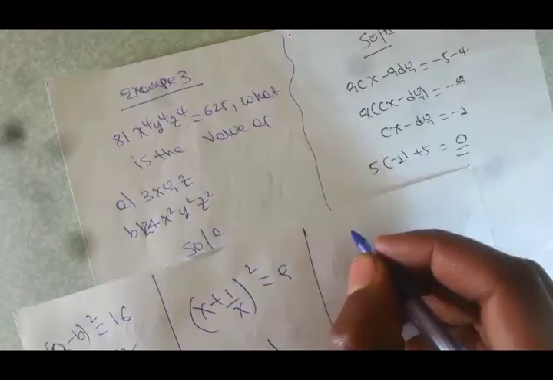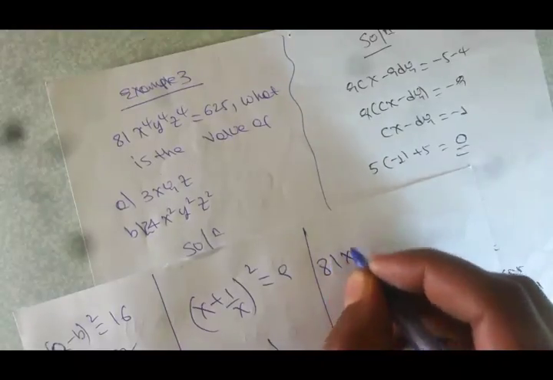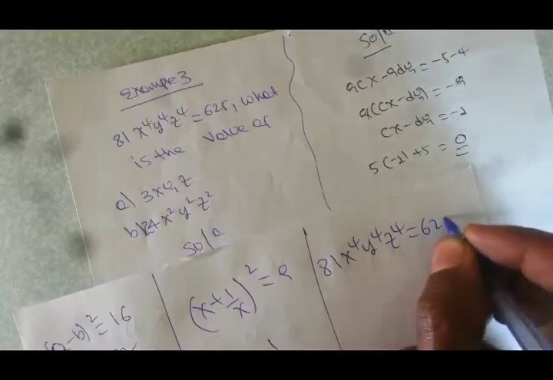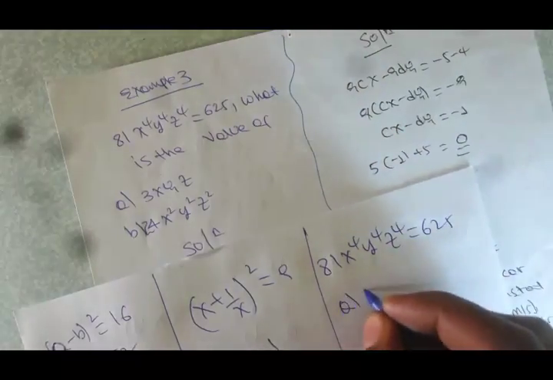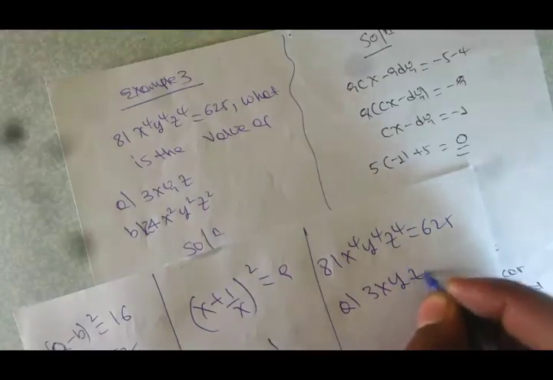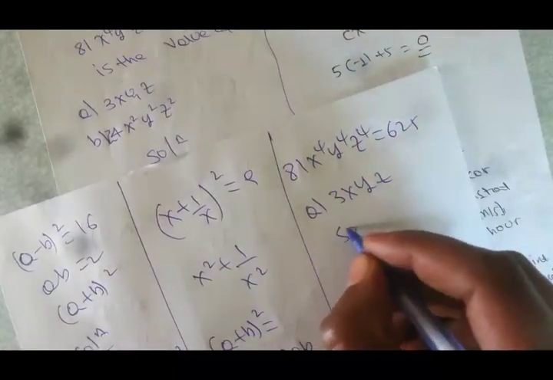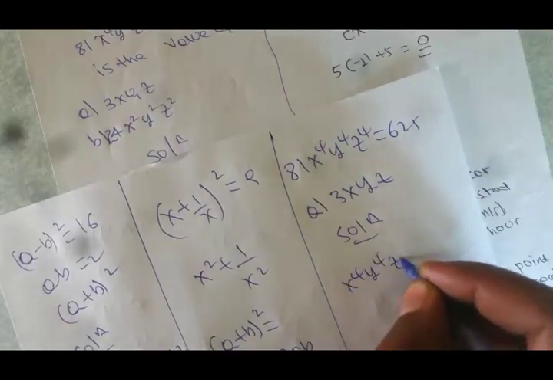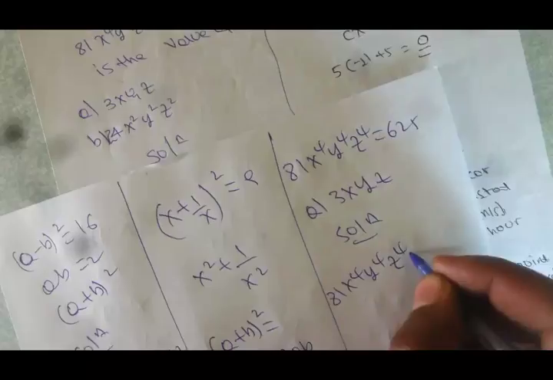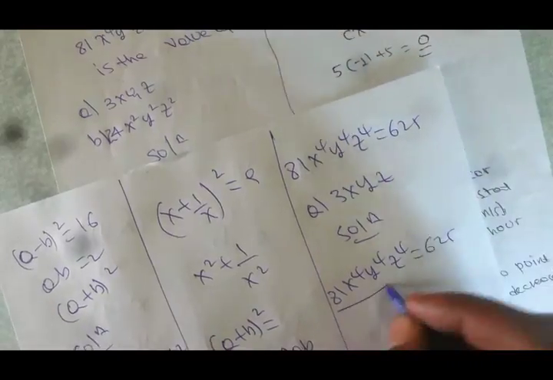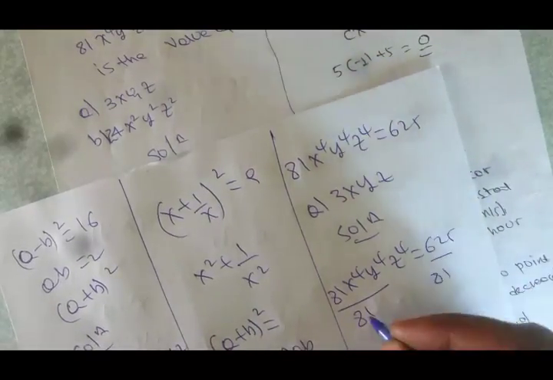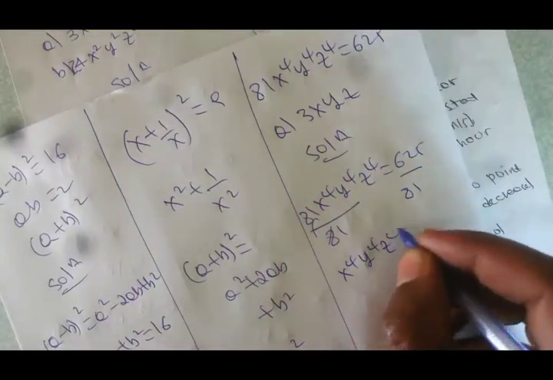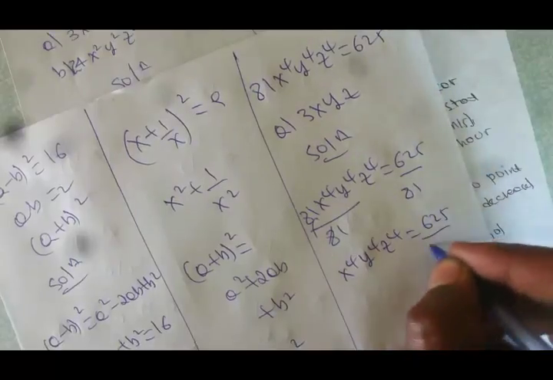And it is given that 81 x^4 y^4 z^4 is equal to 625, and we are asked to find a) 3xyz. Solution. First, x^4 y^4 z^4 times 81 is equal to 625. Let's divide both sides by 81. Therefore, x^4 y^4 z^4 can be written as 625 over 81.